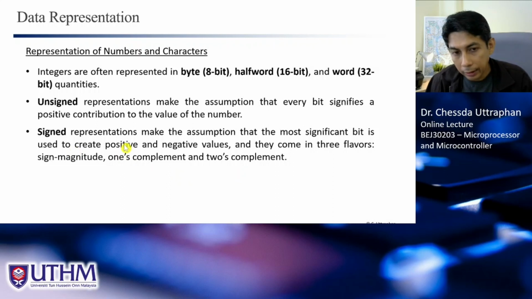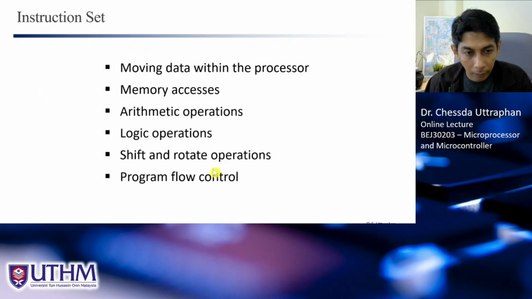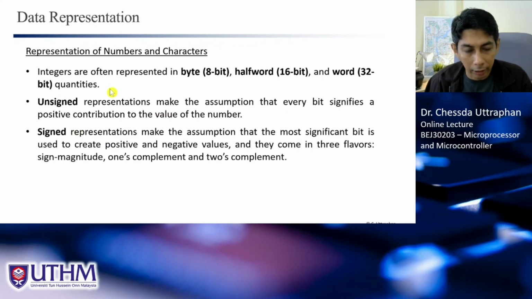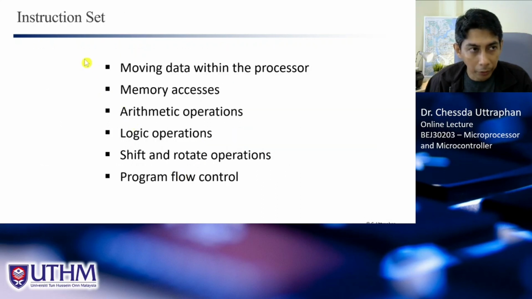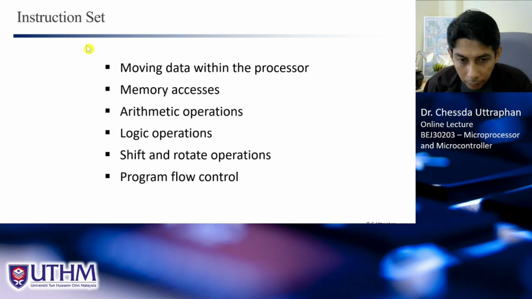So for signed numbers, for example, if our microprocessor is 8-bit, the smallest number that we can put in our microprocessor is -128, and the largest positive number is +127. Okay, so that is the data representation, and we actually learned this already in digital design. And now we will look at the instruction set.